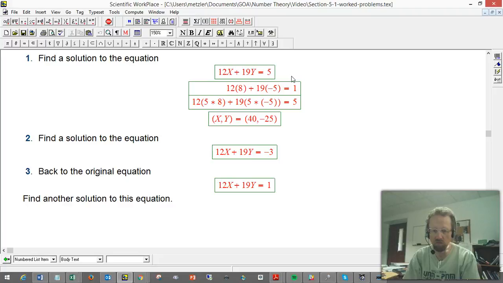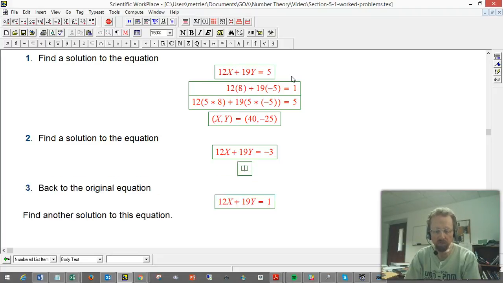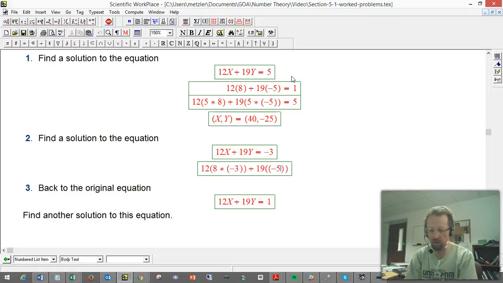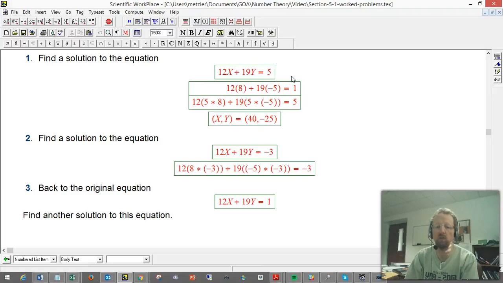For example, in a really similar case, if we want to solve this new equation, notice that there's a negative number on the right hand side. Not special, really fine. 12 times, I take out my solution I already know, and I multiply by minus 3. 19 times minus 5 times minus 3. That's going to be minus 3. So that's a pretty simple procedure.